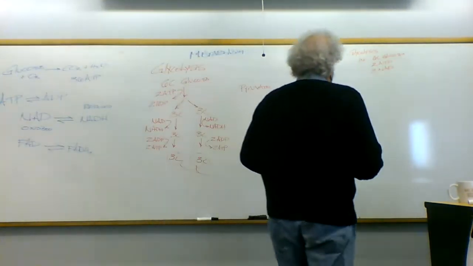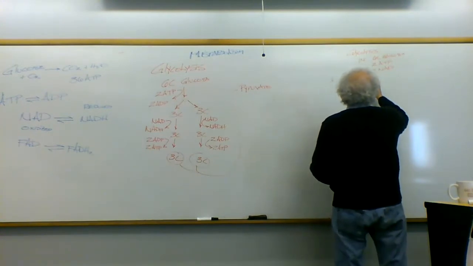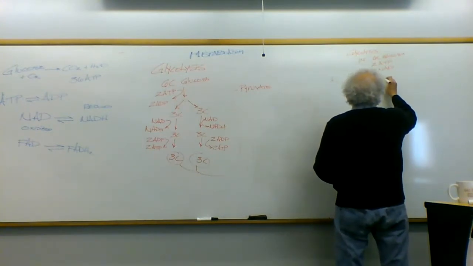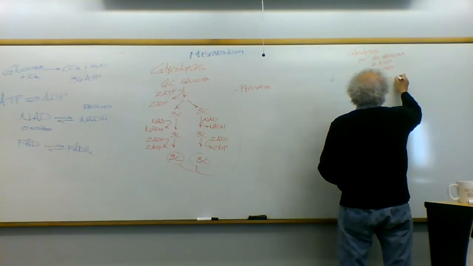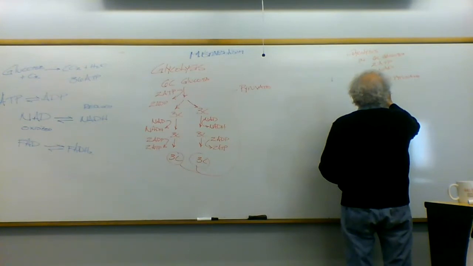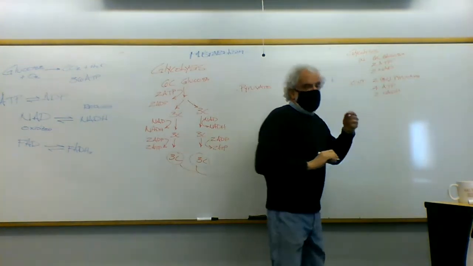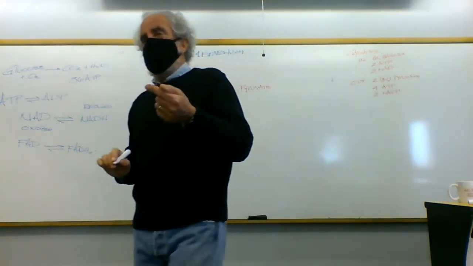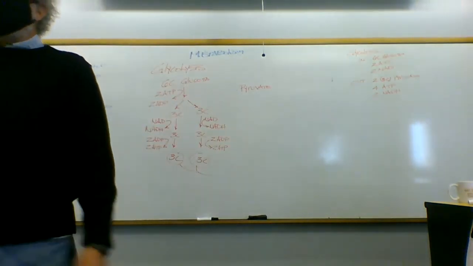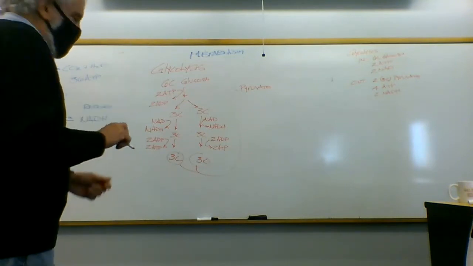All right, so what comes out is the 2 3-carbon pyruvate and 4 ATP and 2 NADH. So it took 2 ATP to get this thing started. You get 4 out. We think of that as a net gain of 2 ATP.